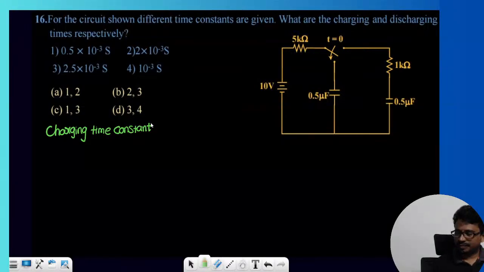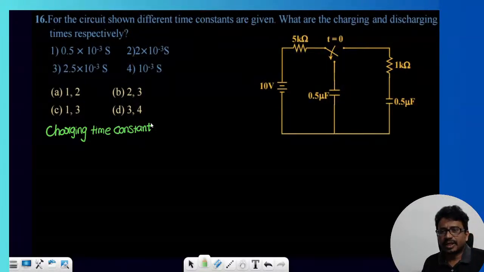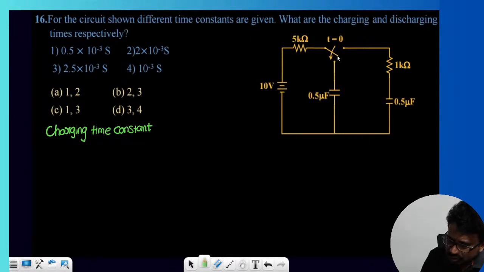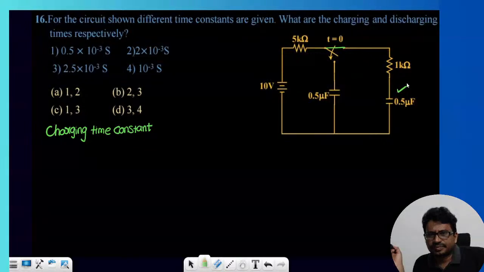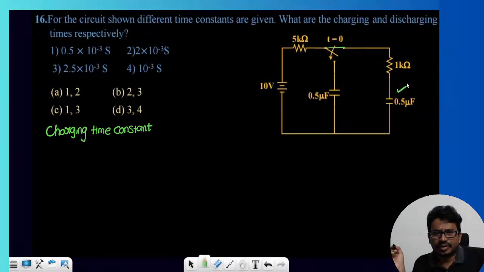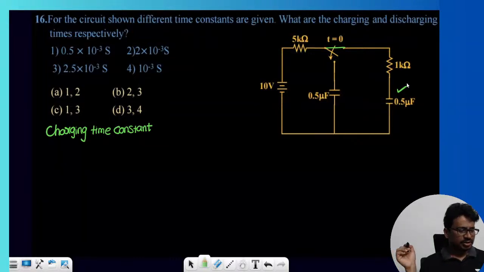Charging means the capacitor is charging. When the switch is closed, the capacitor will charge. Initially, the switch is in this position, at t equal to 0 minus, and this capacitor will get charged. Thereafter, when the switch is moved to here, then this capacitor will get discharged. They are asking to find the charging and discharging times respectively.